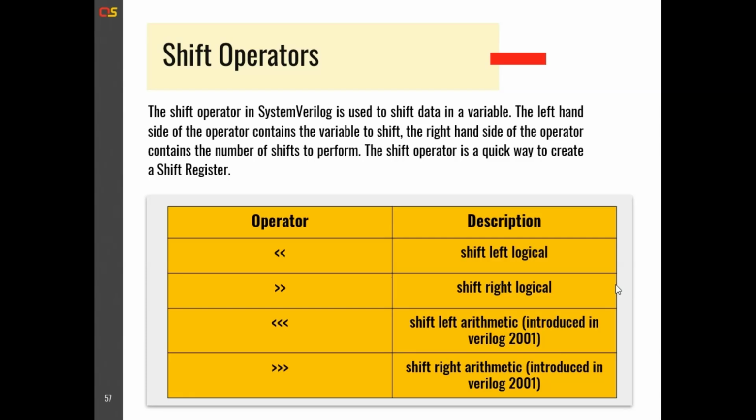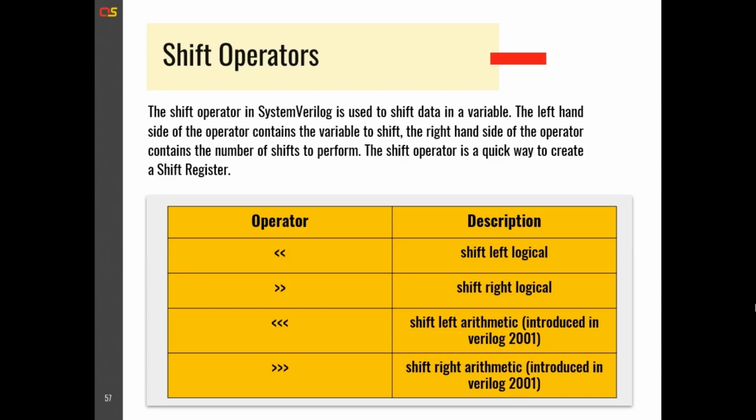Coming to the logical left shift, it shifts the bits of the operand to the left by a specified number of positions. Zeros are shifted into the least significant bits, that is, on the right side. Then comes the logical right shift. It shifts the bits of the operand to the right by a specified number of positions. Zeros are shifted into the most significant bits, that is, the left side.